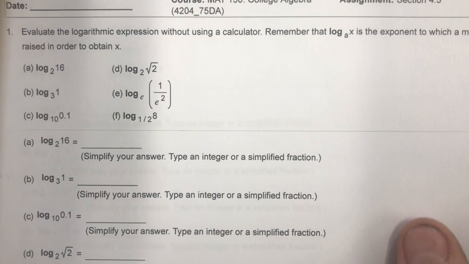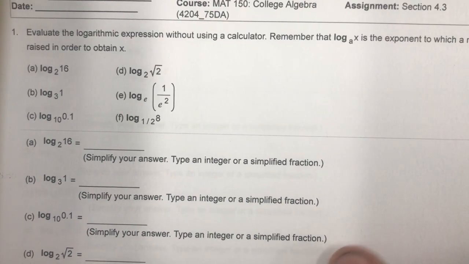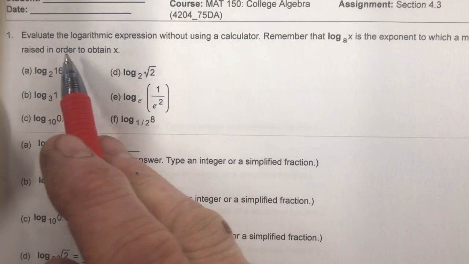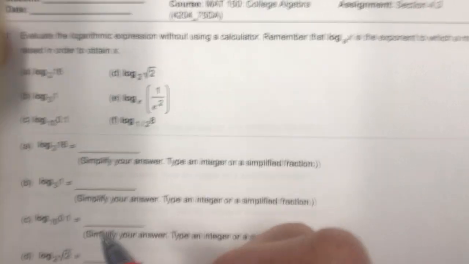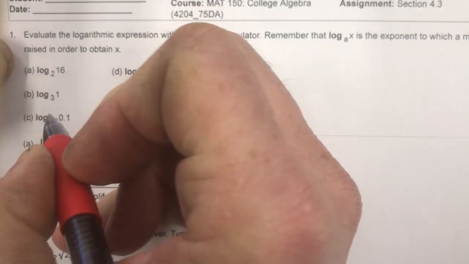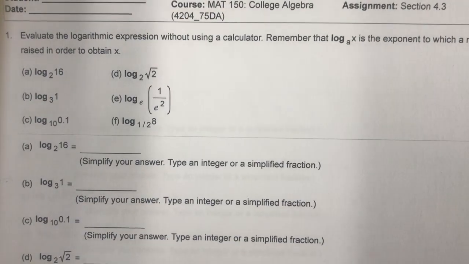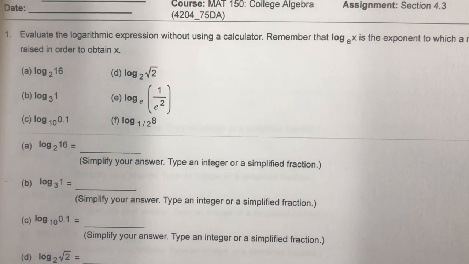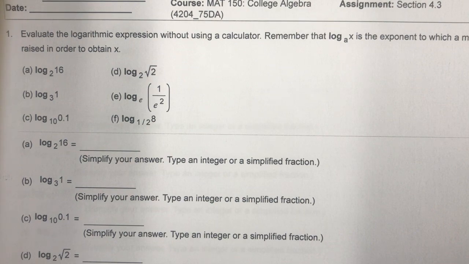Okay, so here we go. Here's what we're going to be looking at. Number 1, evaluate these logarithmic expressions. Right here we got log base 2 of 16. Now you can do property number 4, and you can just type this in the calculator.